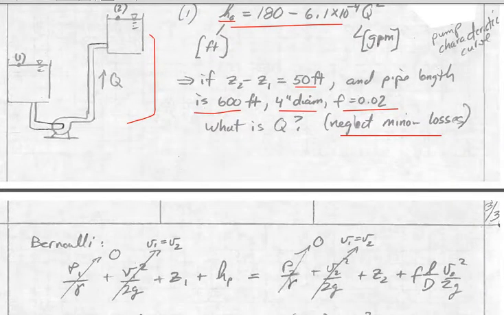We can go between points 1 and 2. Pressure at 1 is 0. Velocity at 1 is 0. Z1 is what it is. The head that's given by the pump is really what we're looking for here. P2 is 0. V2 is 0. Z2 is what it is. And then we've got the major head loss, but we don't have to go to Moody because they gave us the friction factor.